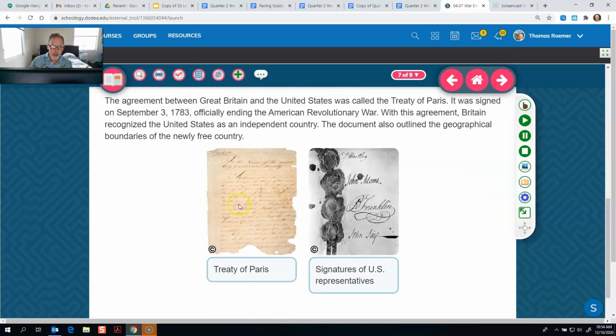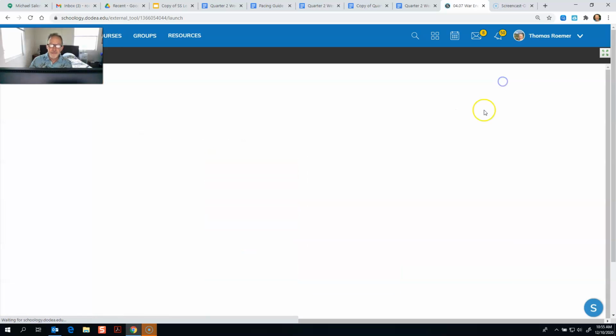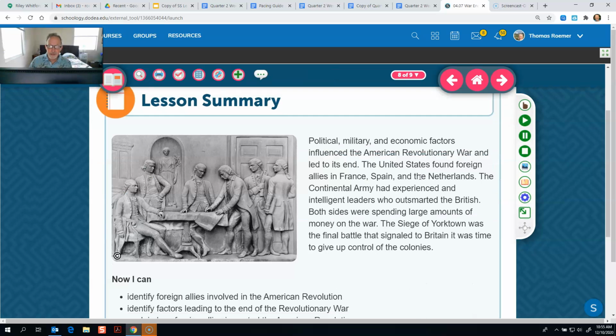Here is the actual document. So this is a primary source. You can see the Treaty of Paris, and then you can see the representatives from the United States and their signatures. Okay, so slide 8 is going to be going over the lesson summary.